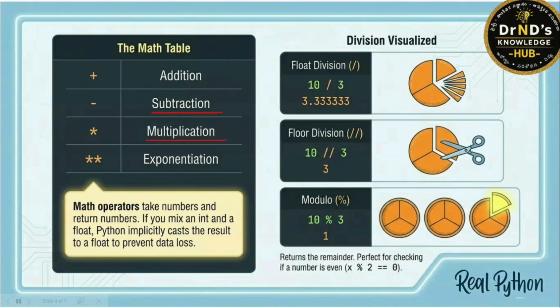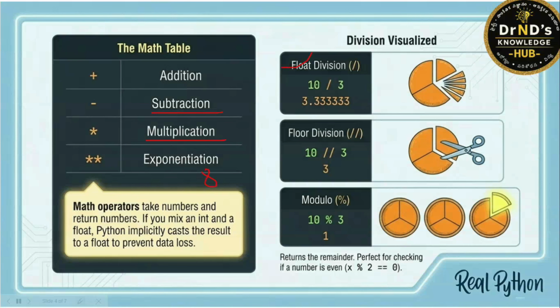The double asterisk performs exponentiation, or raising a number to a power. For example, 2 ** 3. That means 2 multiplied by 2, multiplied by 2 again. 2 x 2 x 2, which equals 8.